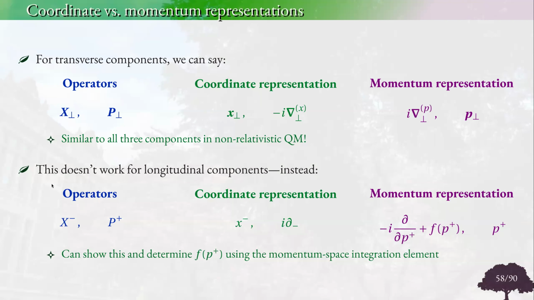So very similar to how all three components would behave in non-relativistic QM. However, this does not work for the longitudinal components. You have your x minus and p plus operators, and in the coordinate representation, they do behave as expected. X minus becomes just a number, and p plus becomes a derivative with respect to x minus. However, in the momentum representation, p plus just becomes a number, as it should in the representation for that operator. Your x minus becomes a derivative plus something else. So we can figure out what this something else is and basically show that you have to have this extra term by looking at the momentum space integration element.